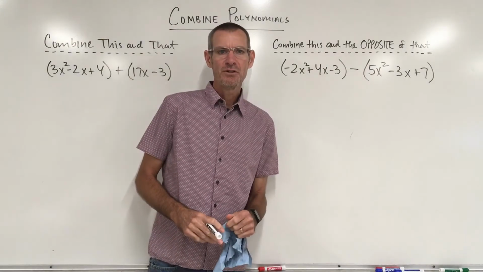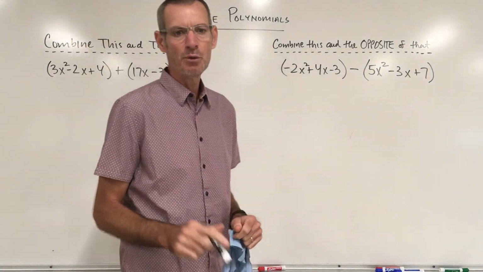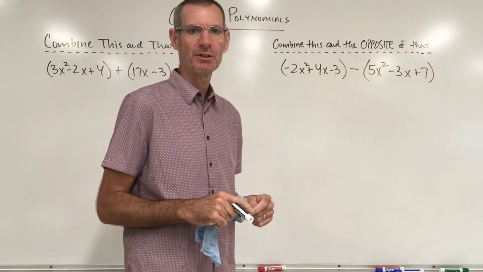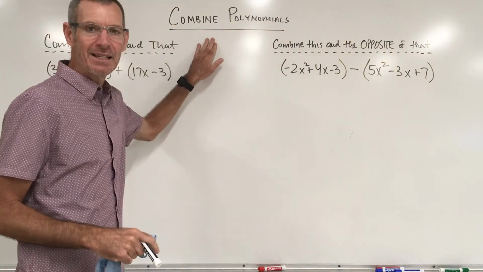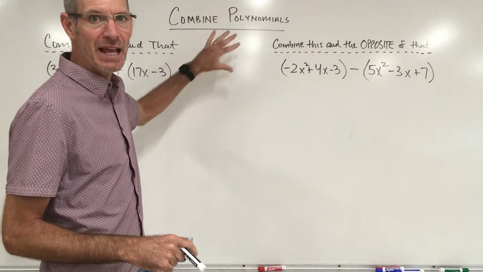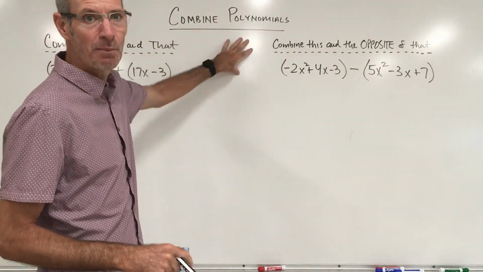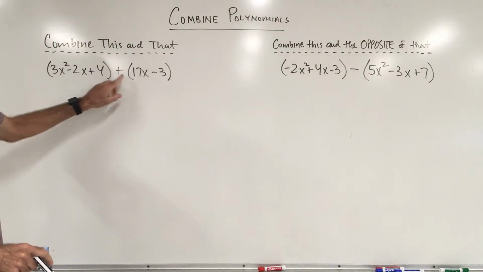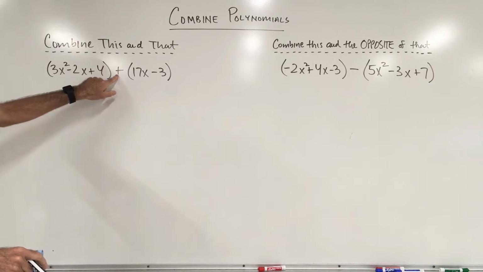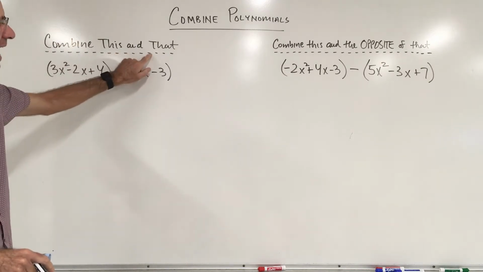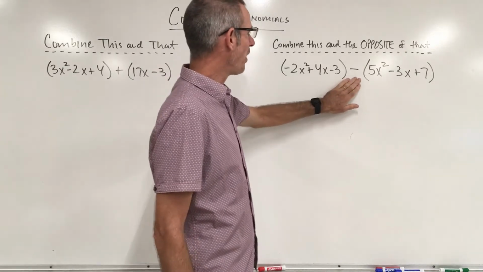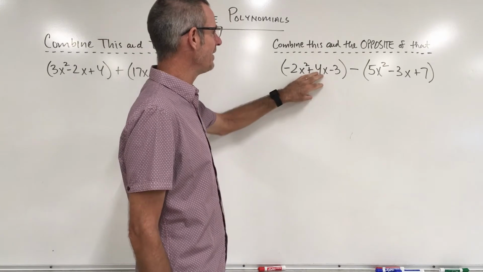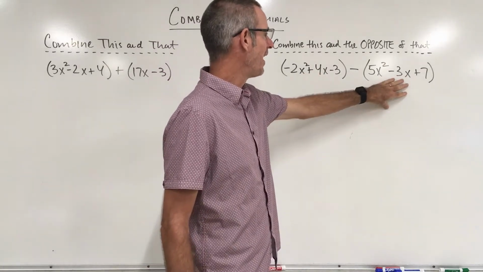All right, Math 2 students, the purpose of this video is to help you review everything about adding, subtracting, and multiplying polynomials. We're going to start by adding and subtracting polynomials. I think a better name for this kind of problem is combining polynomials. And we're going to combine these two polynomials that have a plus sign in between. I like to say that that's combining this and that. Then we're going to combine these two polynomials that have a minus sign in between. And I like to say that we're combining this and the opposite of that.